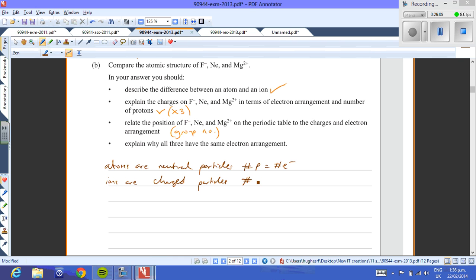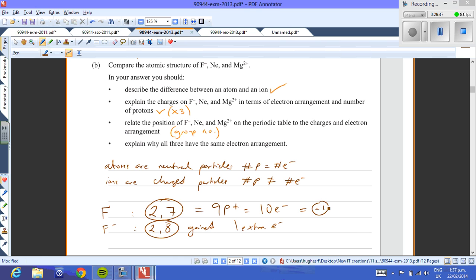And they're charged particles because the number of protons is not equal to the number of electrons. Explain the charges on fluoride, neon, and magnesium. Well, the fluorine atom's electron arrangement would be 2,7. The fluoride ion is 2,8, so it has gained one extra electron. You can tell the proton number of fluorine from the electron number in the atom: it's going to be 9. So if you have 9 protons and 10 electrons, then the overall charge is going to be -1, and that's why the charge on the fluoride ion is -1.